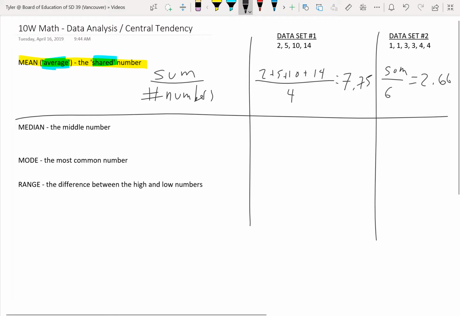Okay. Even though it's a decimal. So these numbers represent, if this was a group of people, the 7.75 means the average person in that group has $7.75. Or if this was like the marks, the levels people are getting, 1s, 3s, and 4s, the average for the class is 2.6.